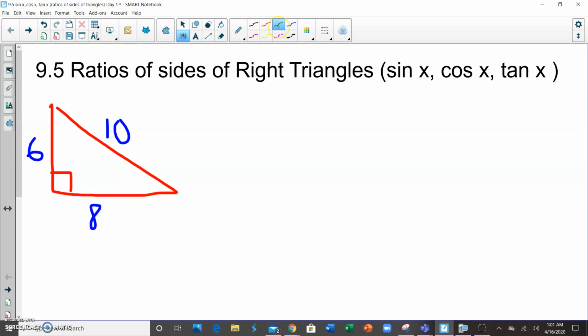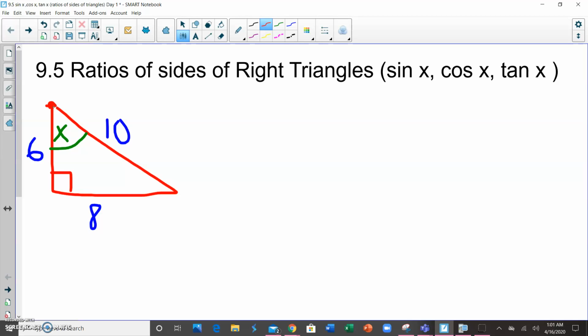So we need to put an x here because I'm going to pick this angle. I could have picked the bottom angle. I just picked the top one. That's just the one I picked. If I do the next video, I'm going to pick the bottom angle. It doesn't matter. All right, so I picked the top angle to be the angle that I'm looking at.